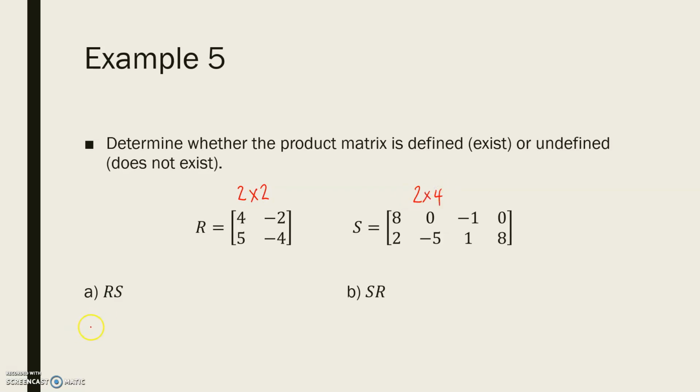So if I put these in the order of R times S, and then S times R, it's only going to work for one of these. Which one is it going to work for? It's going to work for the first one, because in the first one, that's where our middle numbers are the same. So this one would be defined, and this one would be undefined.